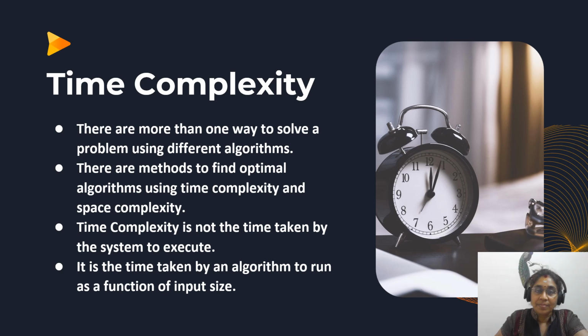Time complexity. There is more than one way to solve a problem using different algorithms. There are methods to find optimal algorithms using time complexity and space complexity. Time complexity is not the time taken by the system to execute. For instance, a program run in one system might take 2 seconds, whereas in a system with a better configuration it might take just 1 second, and on a very recent system it would take much less than even 1 second. Therefore, it is the time taken by the algorithm to run as a function of input size.